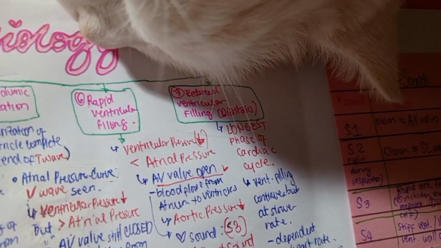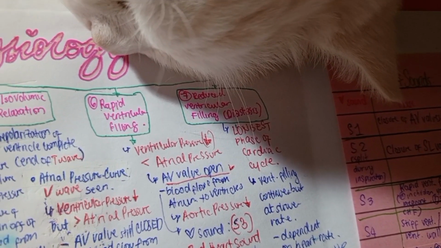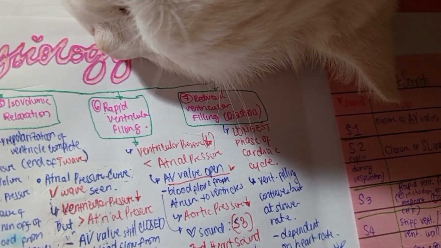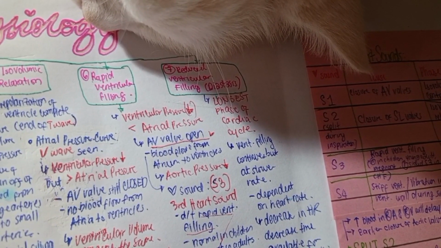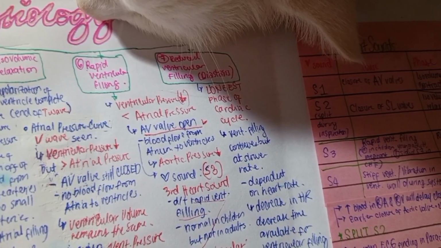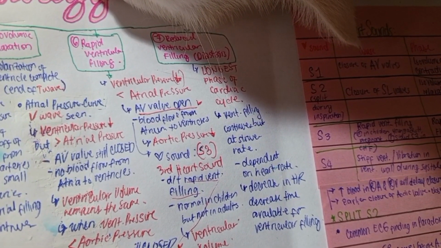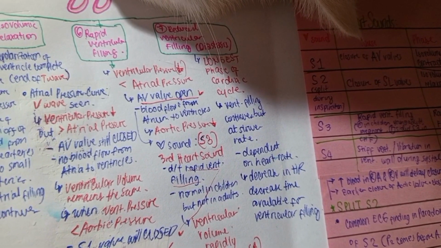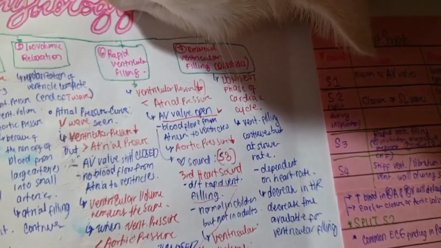For the last phase, this is what we call the reduced ventricular filling, also known as diastasis. This diastasis is the longest phase of the cardiac cycle, and the ventricular filling continues but at a slower rate. Diastasis, or reduced ventricular filling, is dependent on heart rate. So with a decrease in HR, there is increased time available for ventricular filling.